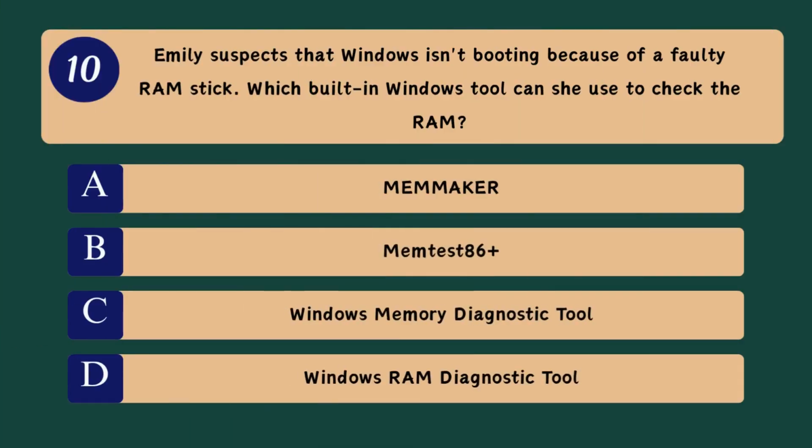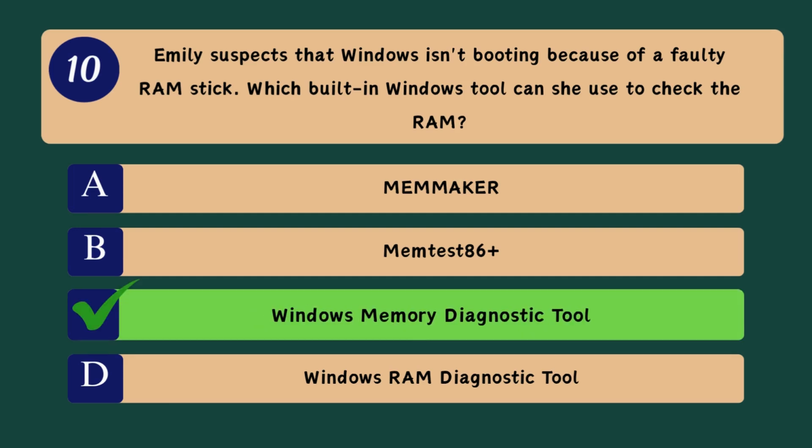Question 10. Emily suspects that Windows isn't booting because of a faulty RAM stick. Which built-in Windows tool can she use to check the RAM? A. MemMaker. B. Mocktest 86+. C. Windows Memory Diagnostic tool. D. Windows RAM Diagnostic tool. Correct answer. C. Windows Memory Diagnostic Tool.